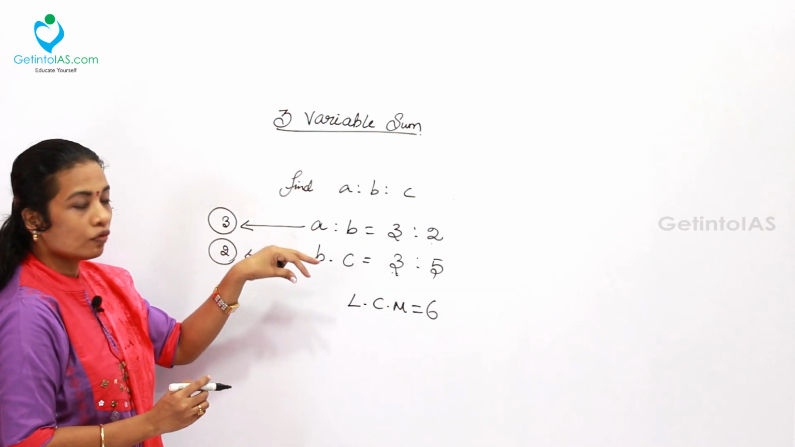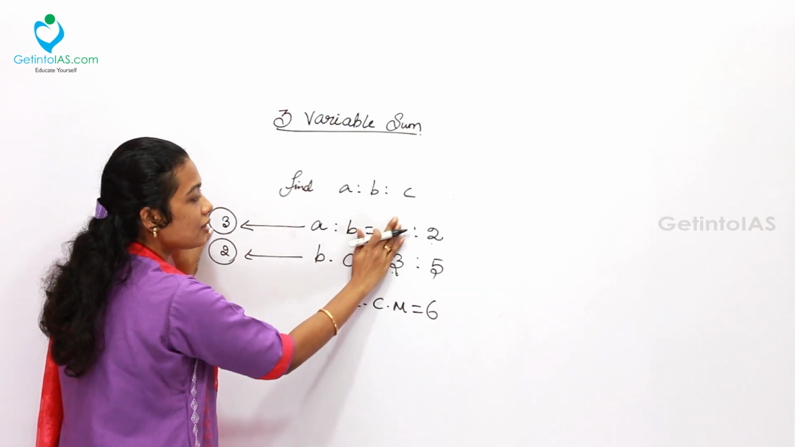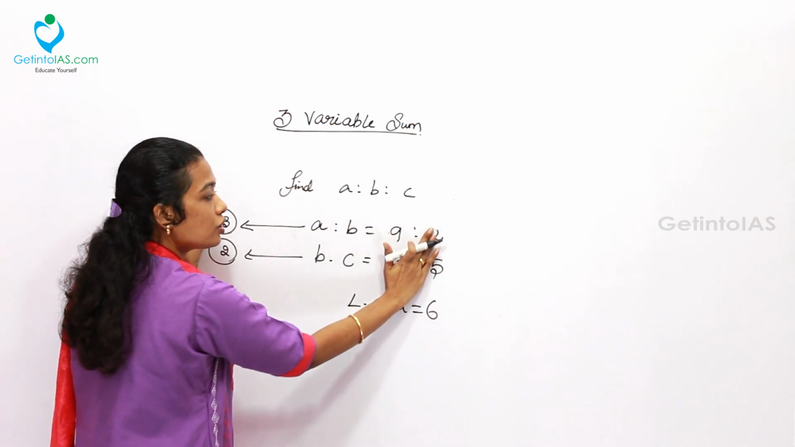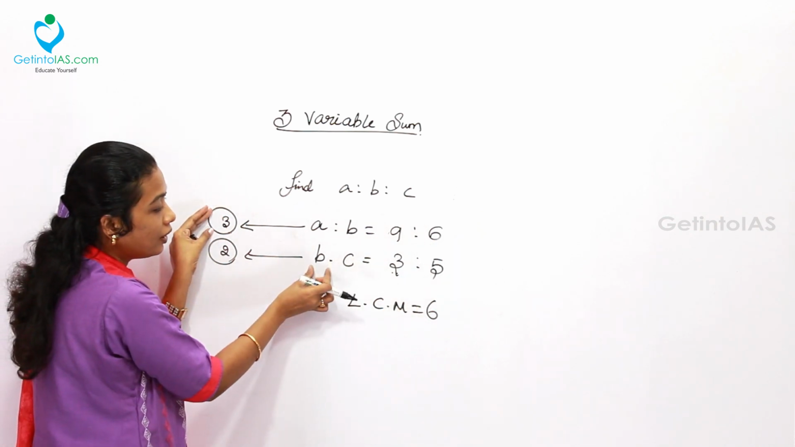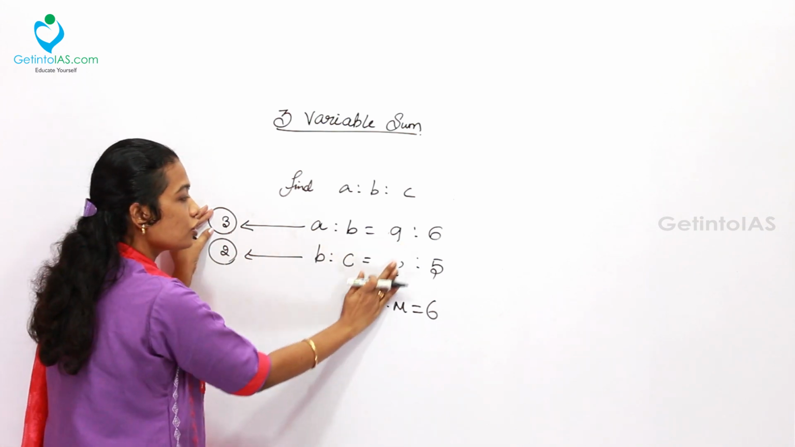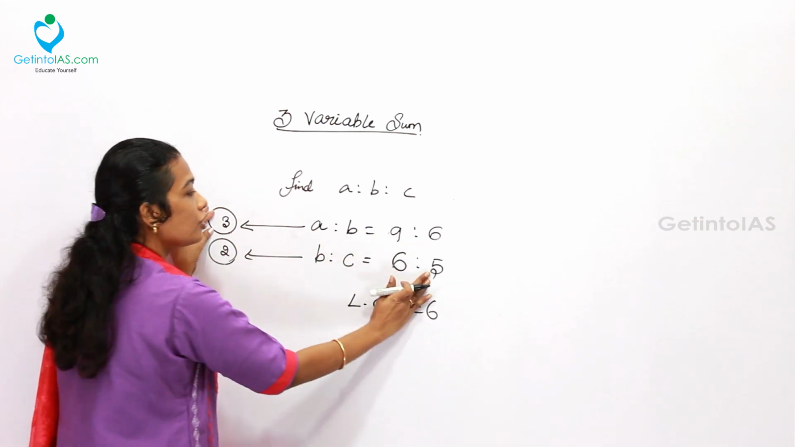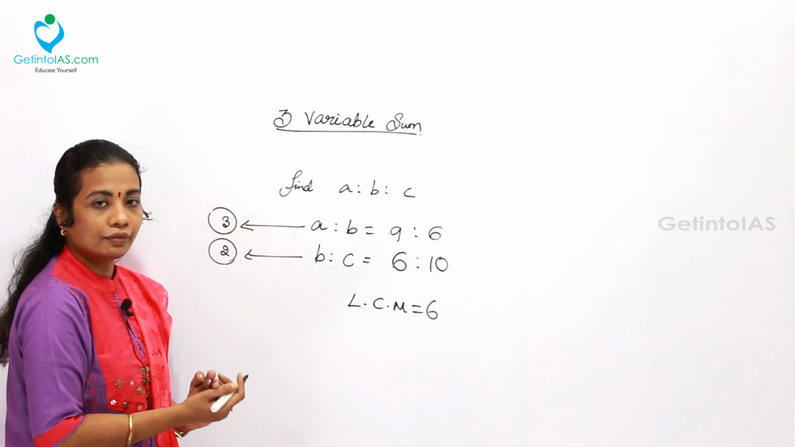So the new ratio will become what? 3 into 3, which is going to be 9. Simply I am writing 9. 3 into 2, which is going to be 6, that is our desired value. Then here B is to C is 3 is to 5. 3 into 2, which is going to be 6. I am simply writing 5 into 2, which is going to be 10. Like that you can first convert the values.